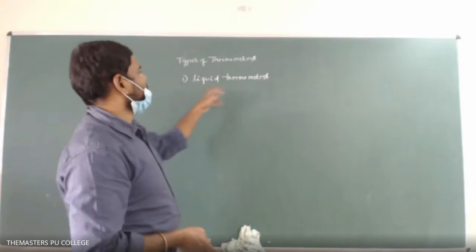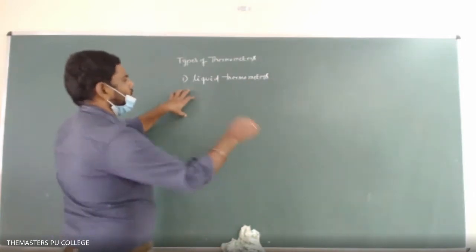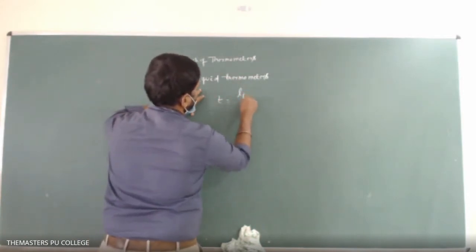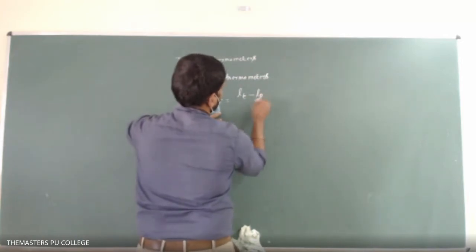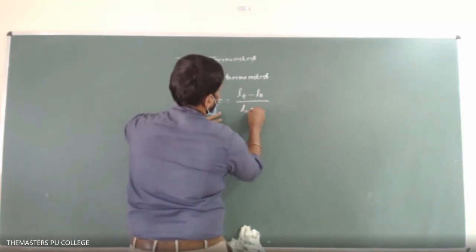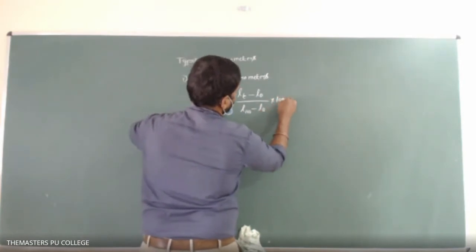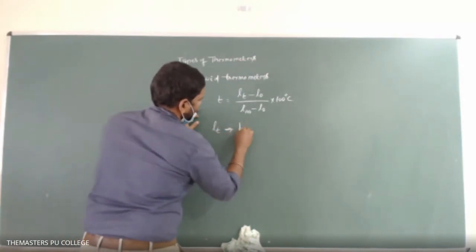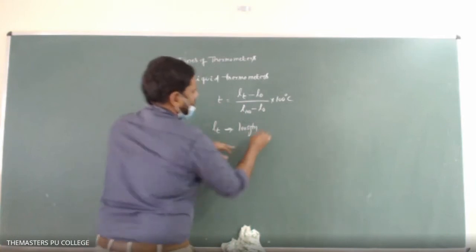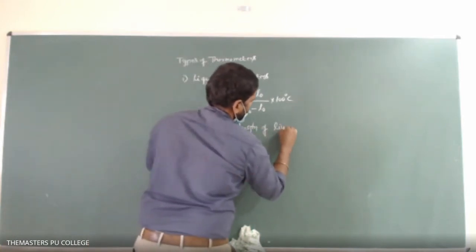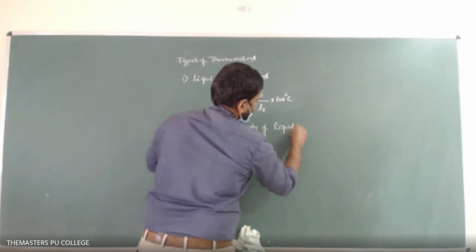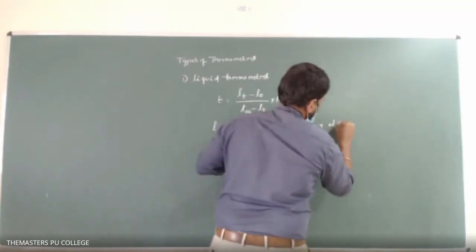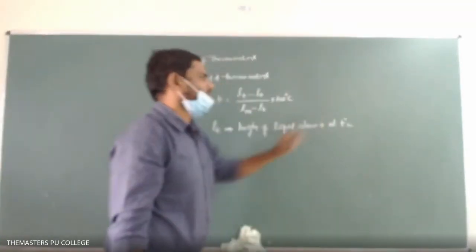On this basis, liquid thermometers work. So how can we calculate the temperature? The temperature T is equal to (LT minus L naught) divided by (L100 minus L naught) into 100 degrees centigrade. What is LT? That is nothing but the length of the liquid column at T degrees centigrade, which we need to calculate.